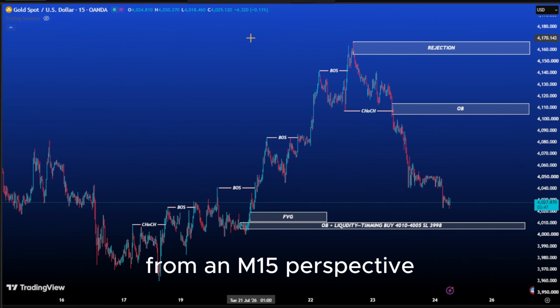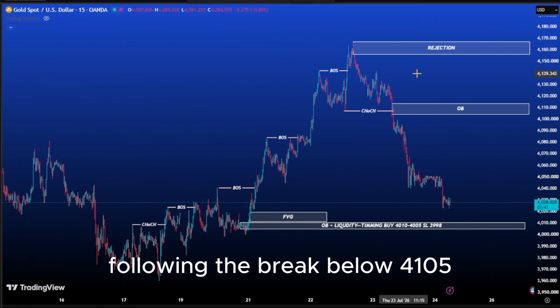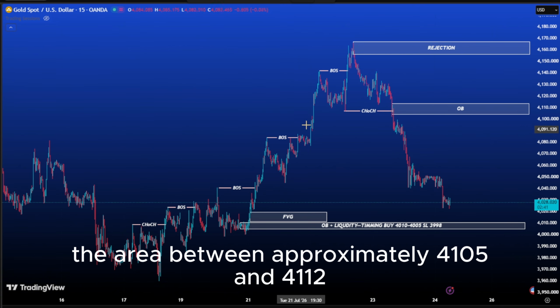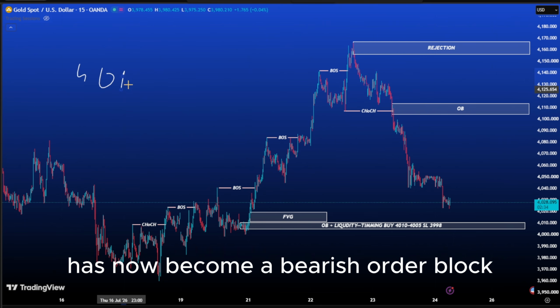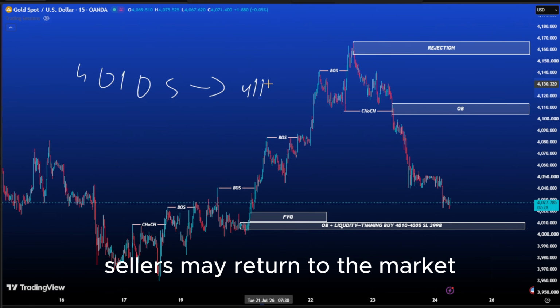From an M15 perspective, the short-term structure has turned bearish following the break below 4210.5. The area between approximately 4210.5 and 4240 has now become a bearish order block. If price retraces into this area, sellers may return to the market.